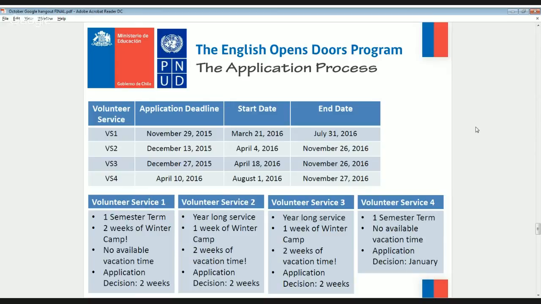So for our semester term services, we do not have vacation time available for those services because they're so short that we're trying to maximize the impact, and it would be very difficult to do if we shortened the volunteer service to less than a semester, which it already is. Okay, and what we ask is that our first 3 volunteer services, the ones that start in the fall season for us, which would be volunteer services 1, 2, and 3, we would ask you, and you would have the opportunity and privilege to participate in our English immersion winter camps.